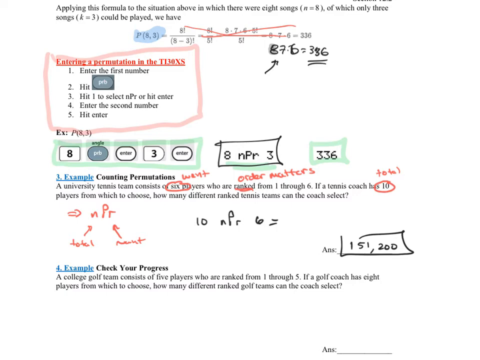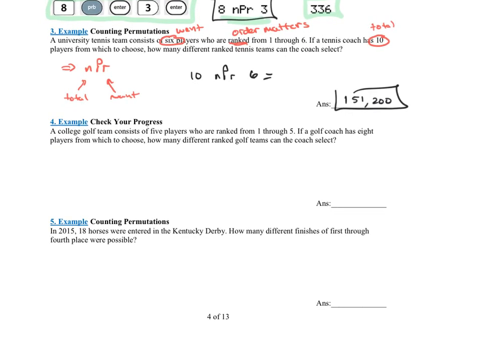Let's move on to the next example. Next example says, a college golf team consists of 5 players who are ranked from 1 through 5. So it's ranked, I'm thinking order matters. Ranked, order matters. Okay. If a coach has 8 players from which to choose, how many different ranked golf teams can the coach select? So it's 8 players. That's my total amount here. And 5 is how many I'm ranking, so that's what I want. So order matters, no repetition.